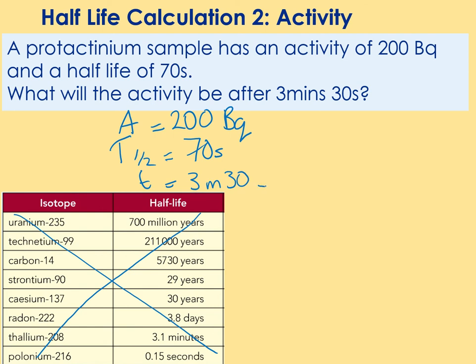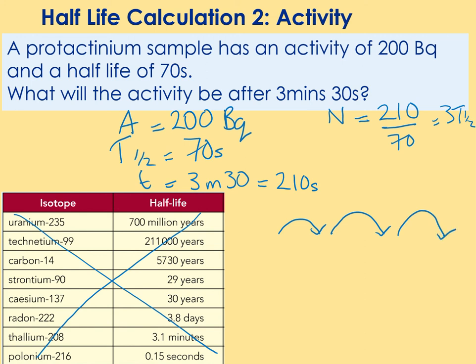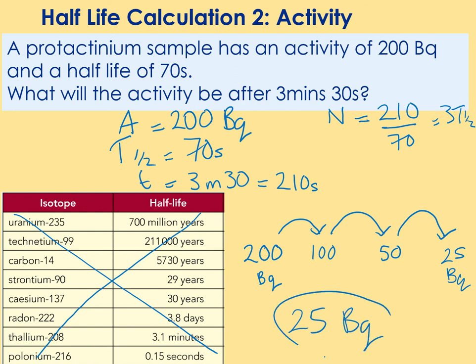So the first thing I need to do is to get that into seconds. So 3 minutes is 180 seconds, add 30 is 210 seconds. So then I need to find the number of half-lives. So that's going to be 210 seconds divided by 70 seconds, so 3 half-lives. So in terms of our leapfrogs, 1, 2, 3, this question is not about proportion, it's about the activity. So in the beginning position here, I'm going to put 200 becquerels, and then I've got to halve that 3 times because 3 half-lives have gone past. So after one half-life, it would be 100 becquerels, after another it would be 50, and after another it would be 25. So the answer to this question is 25 becquerels.